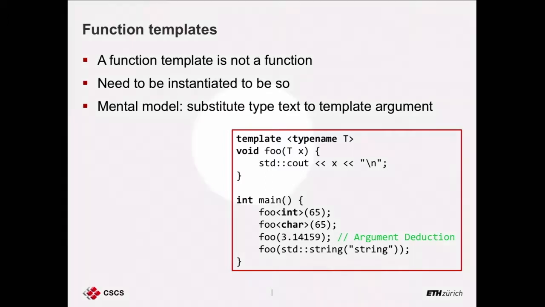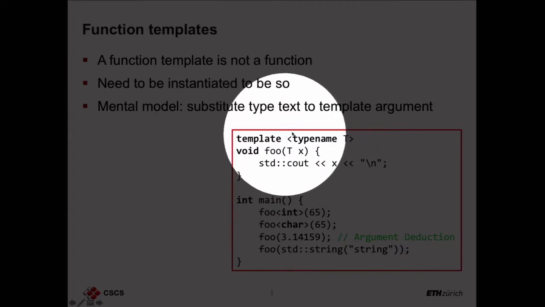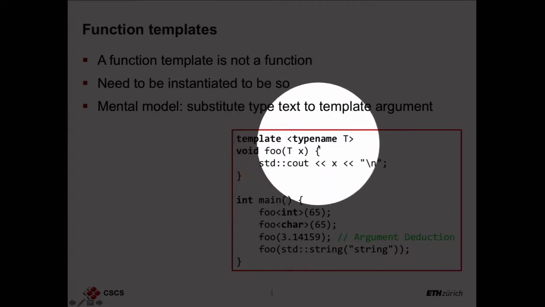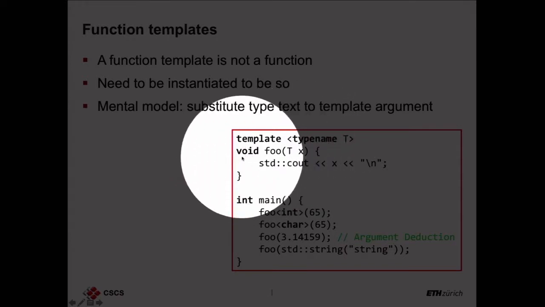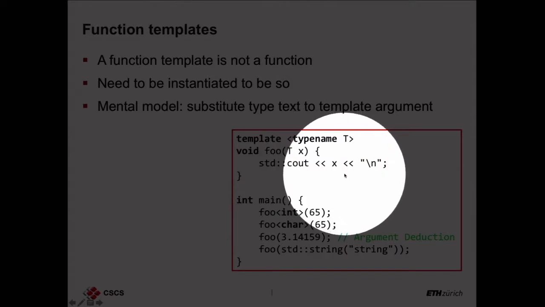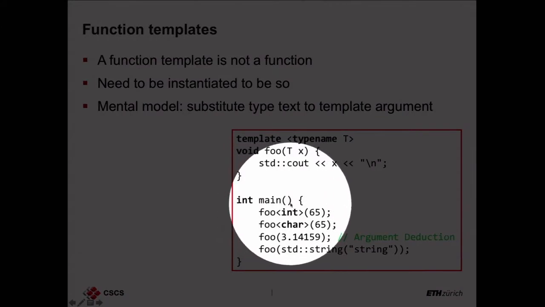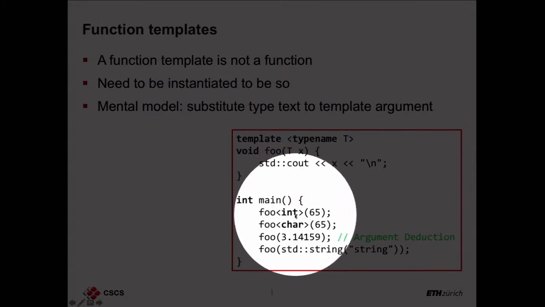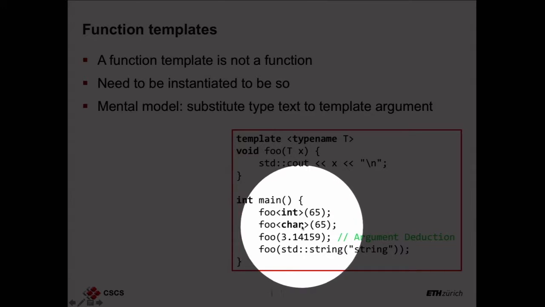So here I have a function. I have to define the template and the typename or class T. I tend to use typename, but you can also use the class keyword. It is a function that takes an argument of type T, which is named x, and then prints x on the output. Now I can do foo, inside the angle brackets specifying the T, and 65. I can do foo char and 65.